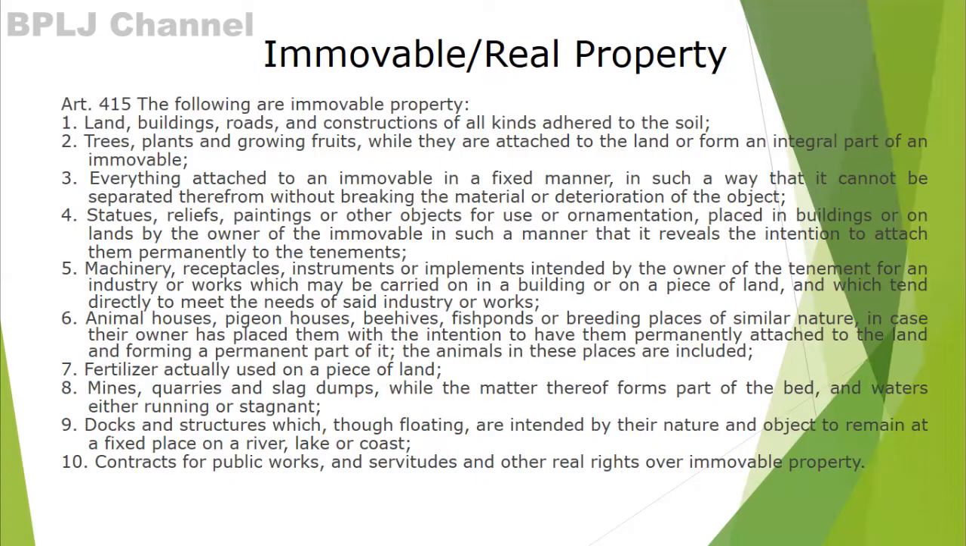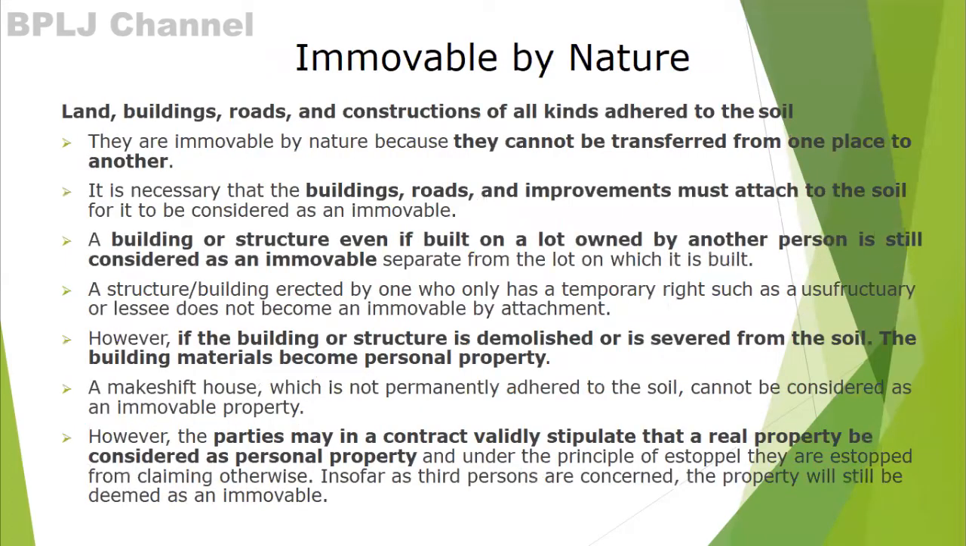So let us go to each item specified under Article 415 as immovable or real properties. First, we have those which are immovable by nature, such as lands, buildings, roads, and constructions of all kinds adhered to the soil. They are immovable by nature because they cannot be transferred from one place to another.